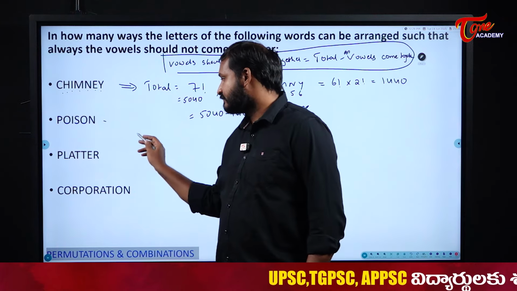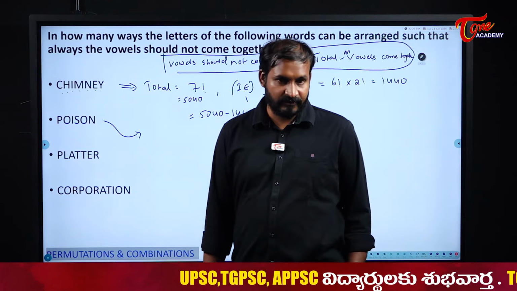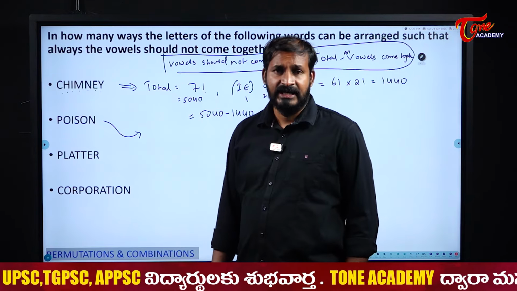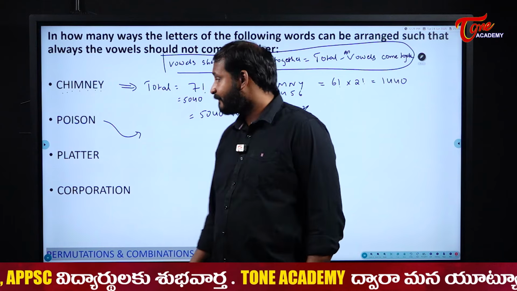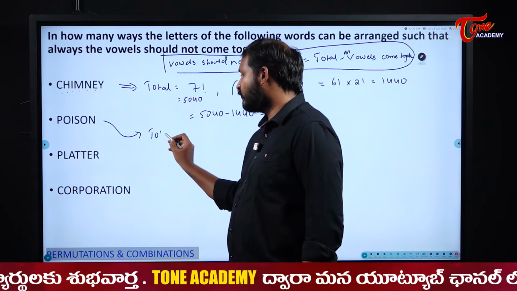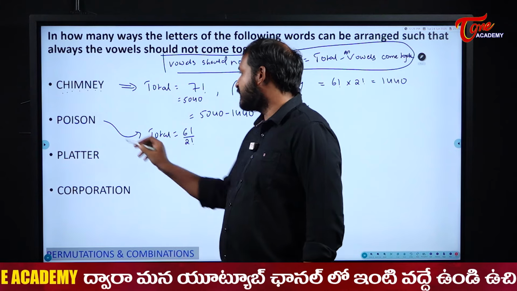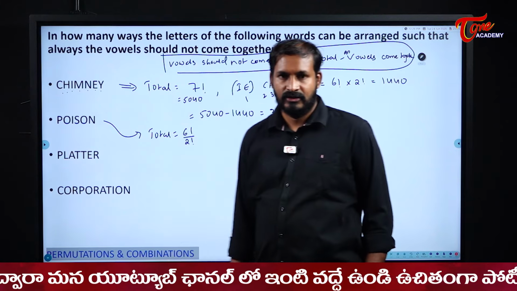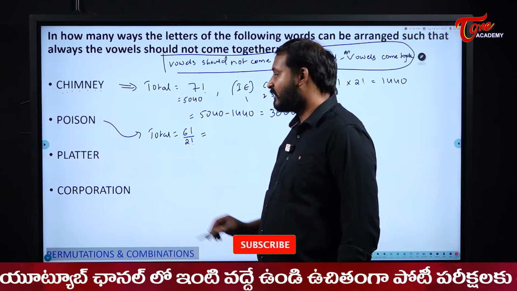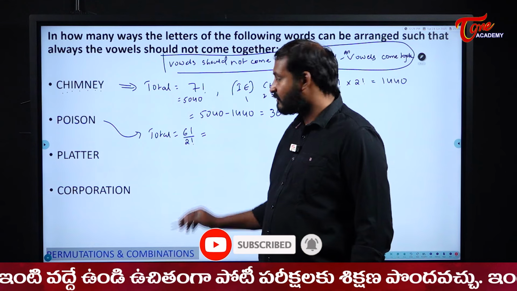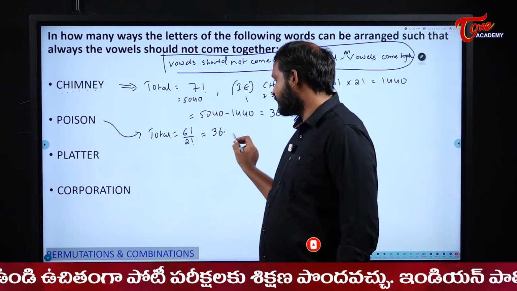Next, poison. Now, please see here. Total how many letters? 6 letters. In general, how many ways can I arrange them? Total is 6 factorial by 2 factorial. Why? O was repeated 2 times. So, 6 factorial is 720. 720 by 2 becomes 360. So, the total number of ways is 360.